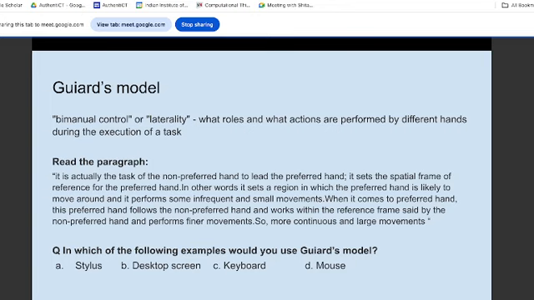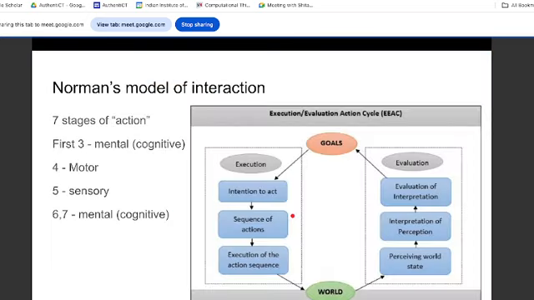So I'll give you the answer now. Stylus and mouse are both pointer devices. User performs pointing actions through this. So these are both, you prefer to use Buxton's model for this. Whereas the desktop screen is kind of a GUI. So for a GUI we don't know which one to use. So right now we don't know. So that's why we will choose keyboard. So keyboard is the correct answer.